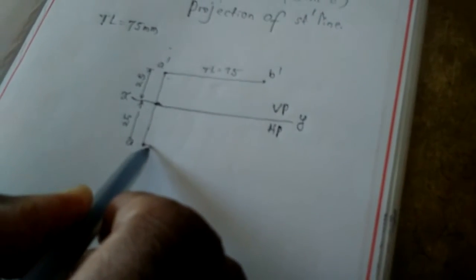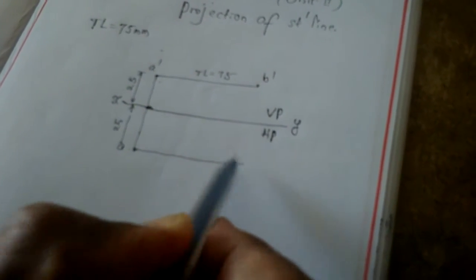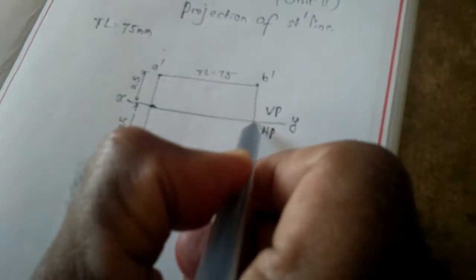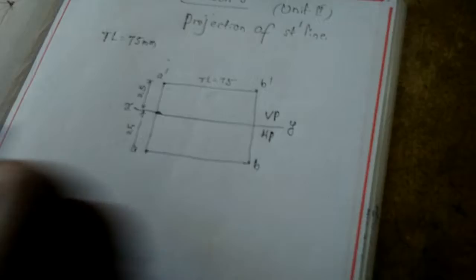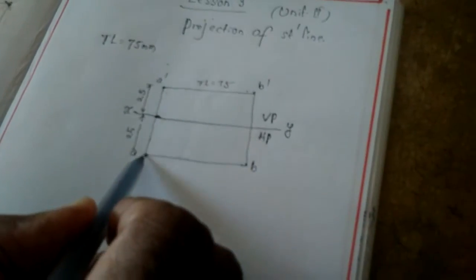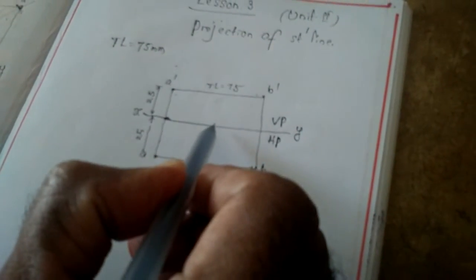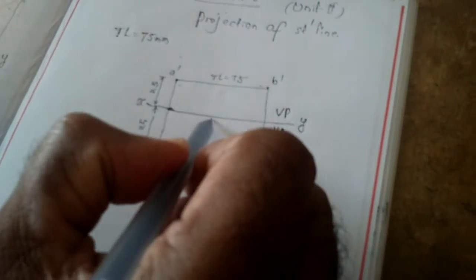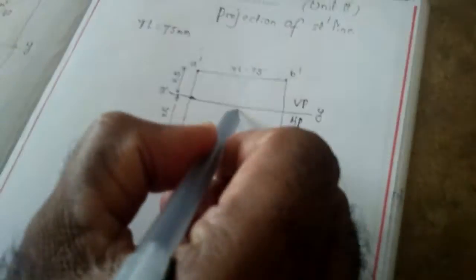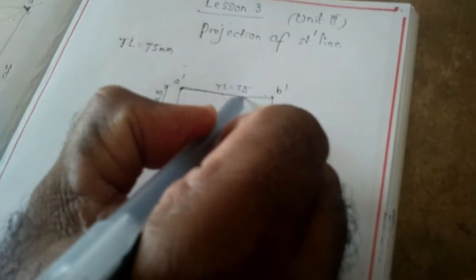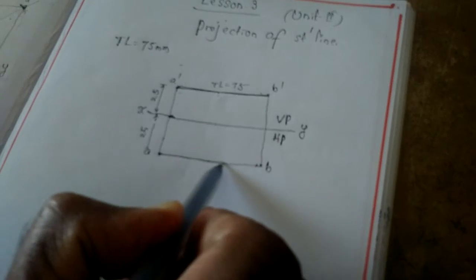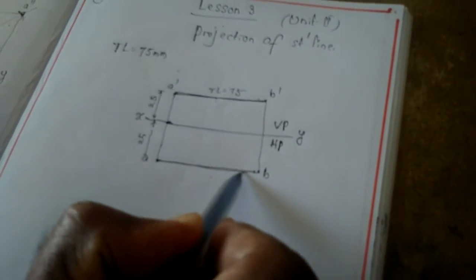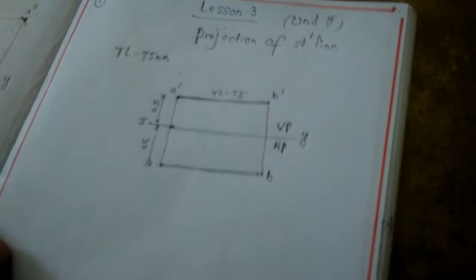Similarly from A, draw a straight line 75. Then join B dash and B. So this is B. Front view is parallel, top view is parallel. Why? Because both are equidistant from HP and from VP. So parallel to HP and parallel to VP. That's why front view A dash B dash is a thick line, and AB is a thick line. So front view is thick and top view thick. Both are parallel to XY.